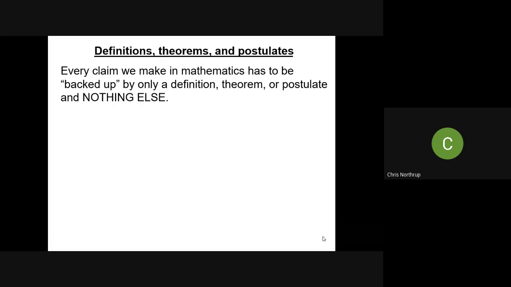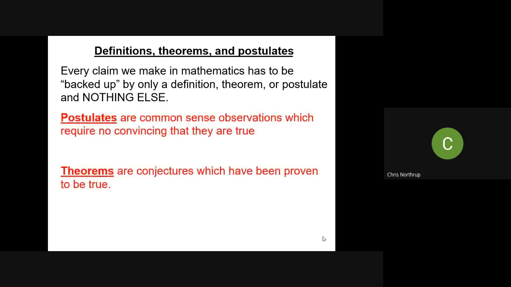So once we've defined things like angles and segments and all that, we make common sense observations about them that are without a doubt true. This is something we call a postulate. We don't have to wonder whether or not they're true. They're so obviously true, there's no question about it. If something started as an educated guess or a conjecture, and then we can verify that it has to be true, then we call that a theorem.